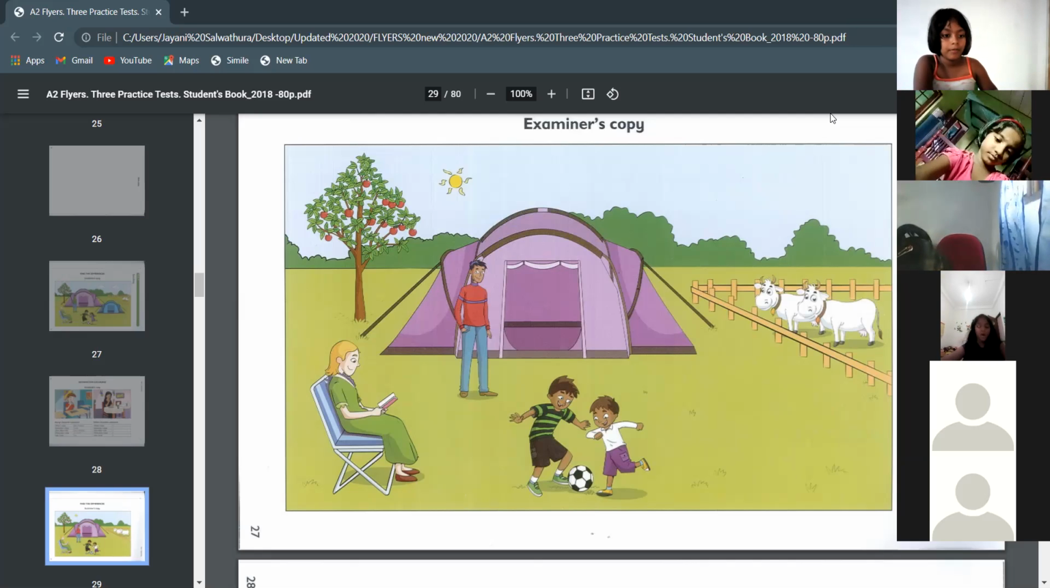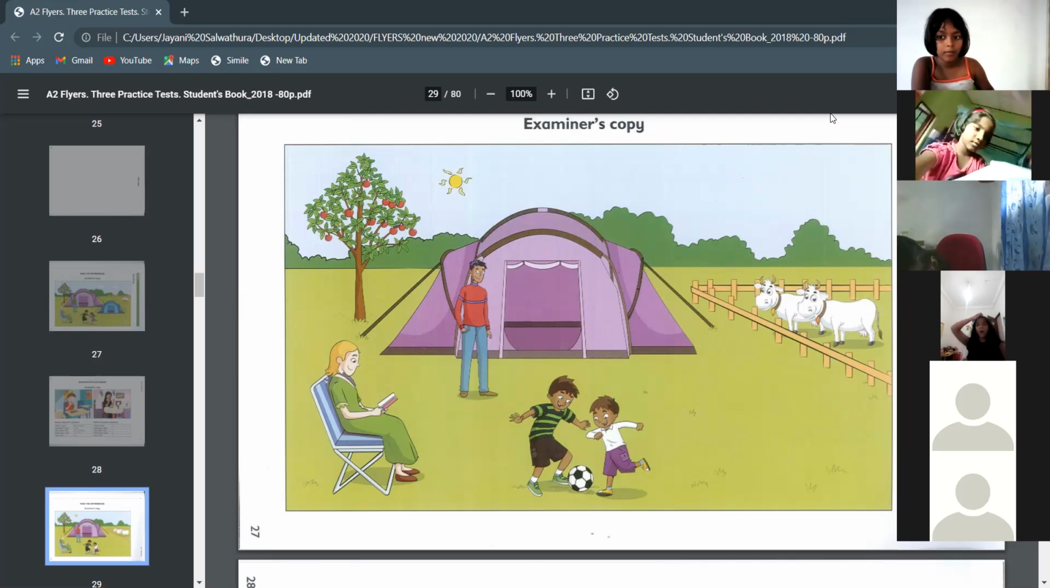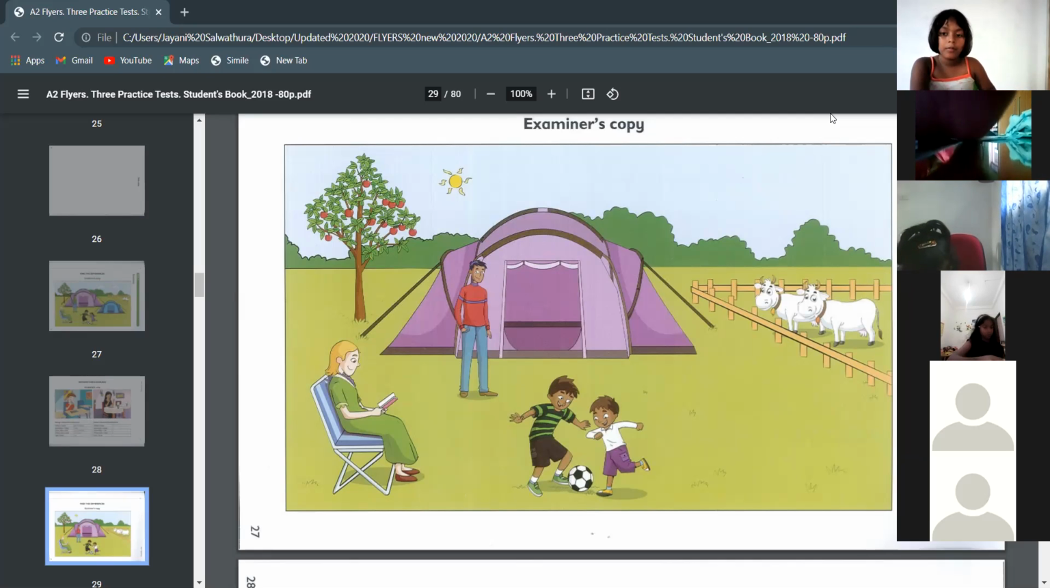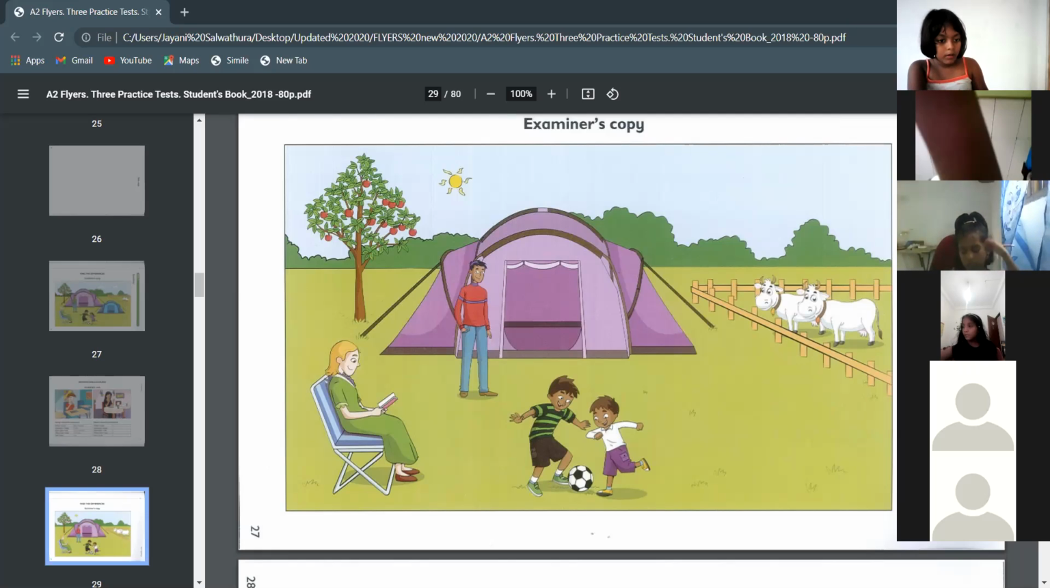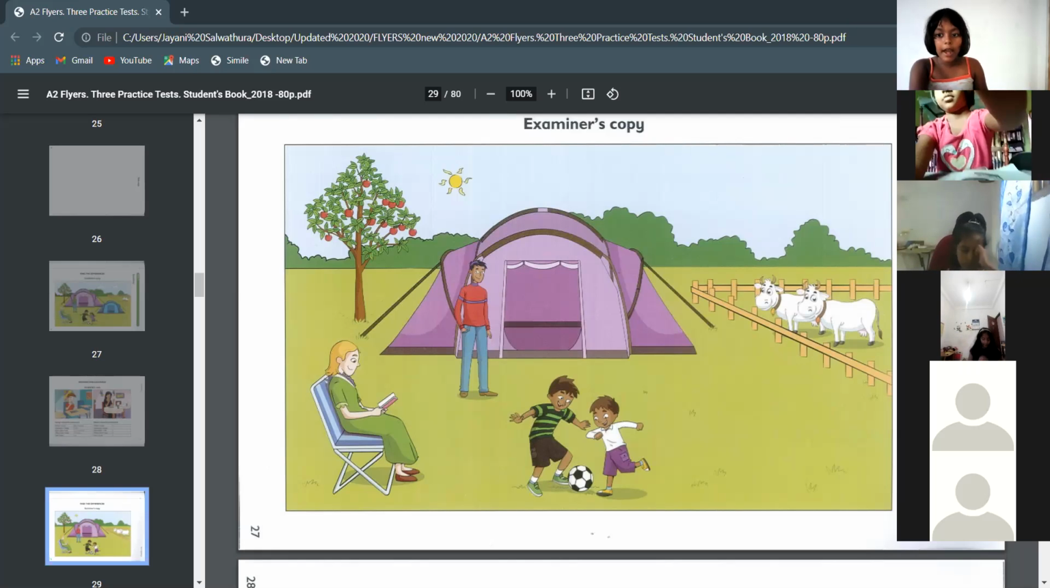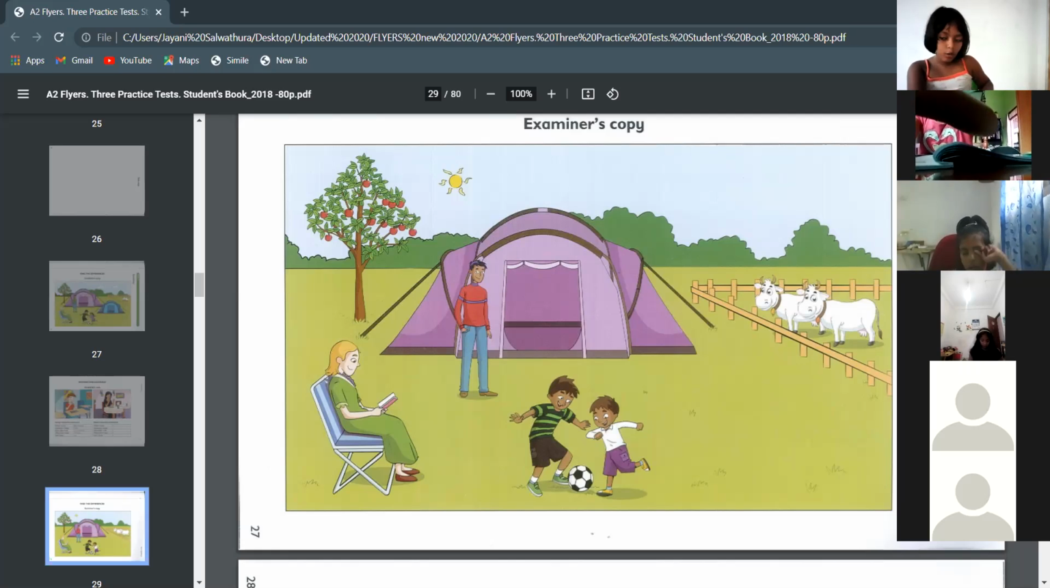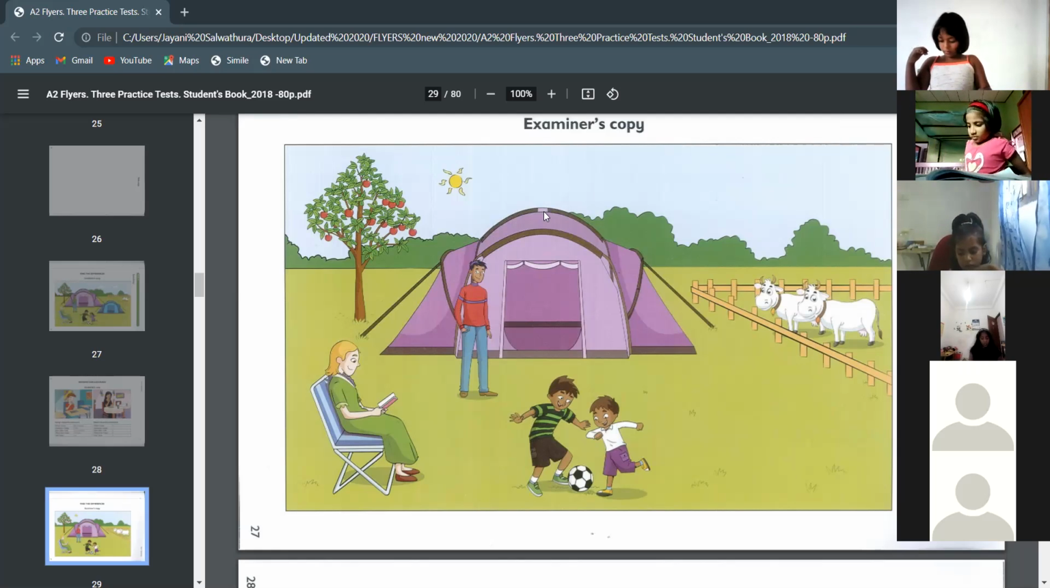In my picture, you want to say in my picture. Then how do you say it? In my picture, there are two sheep in the field. Say that. In my picture, there are two sheep in the field. Okay, sheep. The plural form is also sheep.